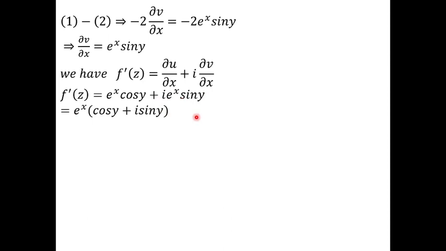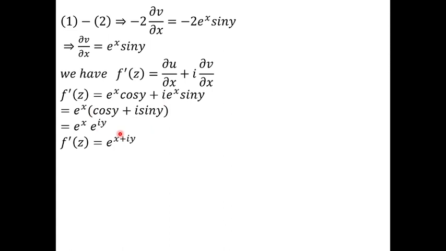Now apply the Milne-Thomson method, otherwise we can write directly, because cos y plus i sin y represents Euler's formula, that is e^(iy). Otherwise we can directly apply the Milne-Thomson method: put x equal to z and y equal to 0. What do we get? f dash z is equal to e^z. Here it is in the simplest form, that's why we go through the formula. That is e^(x plus iy).